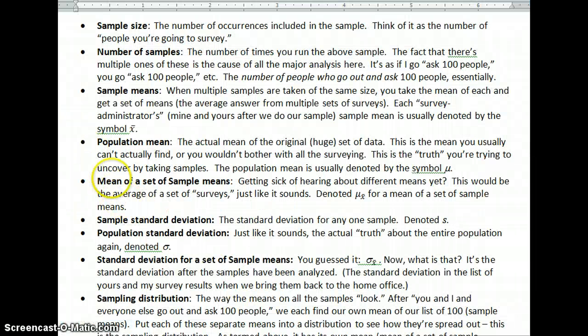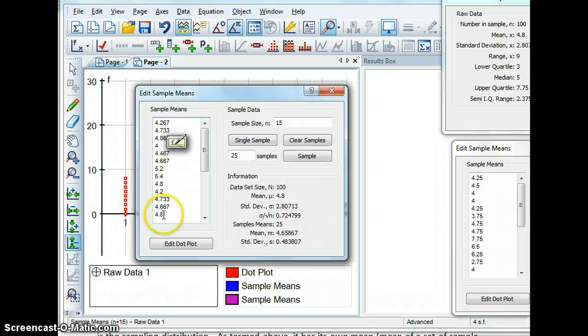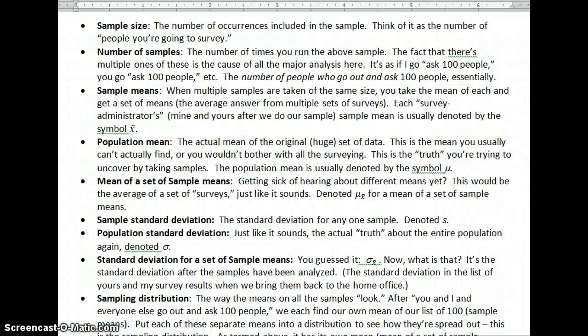But that's what that refers to. The population mean is the real truth that's out there that you're trying to uncover. All right, mean of a set of sample means. That was the average of these averages, and this one turned out to be 0.48. So once you're used to separating sample means from population mean, this isn't too bad.